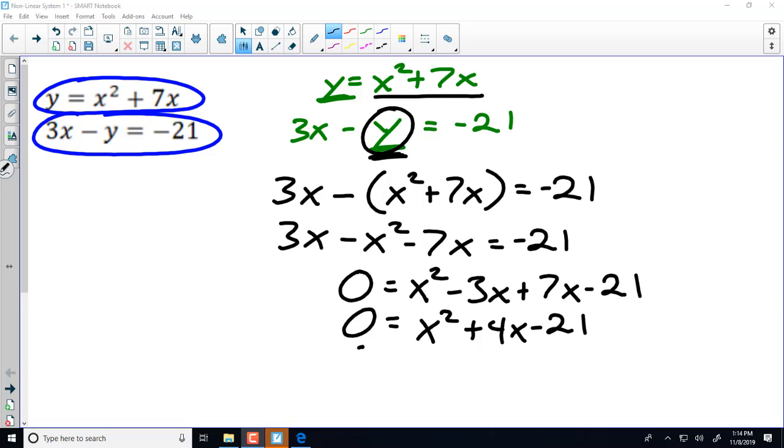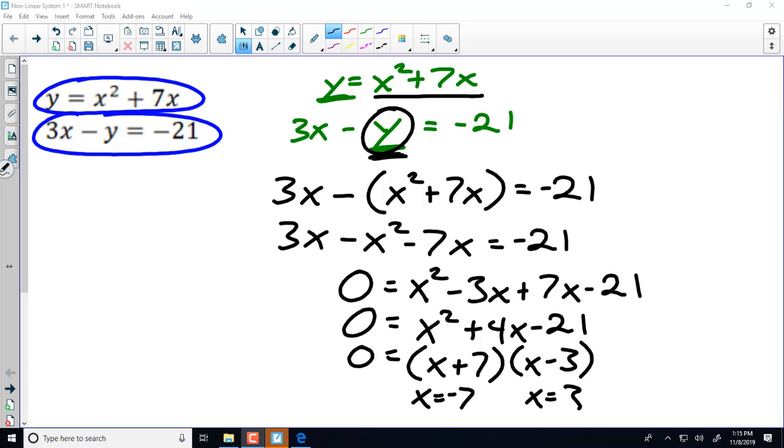We factor that. That's going to factor as (x plus 7)(x minus 3). So we get two answers, x equals negative 7 and x equals 3. But what we're looking for in this problem is ordered pairs, where these two functions intersect. So where are those ordered pairs? Well, we know that one of them starts with negative 7 and one of them starts with 3. So what we do is we find the y values that go with them using one equation, and then we check them in the other.